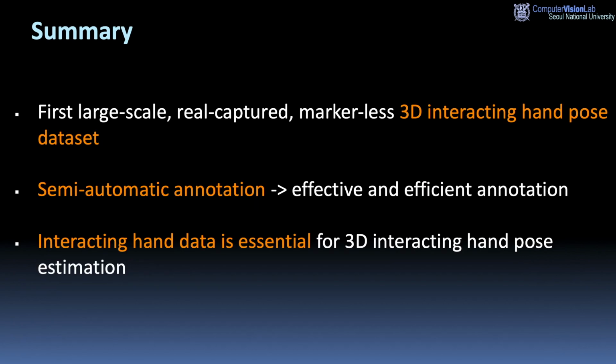This is a summary of InterHand2.6M. We propose the first large-scale, real-captured, markerless 3D interacting hand pose dataset. We use semi-automatic annotation, which is effective and efficient. Finally, we observe that interacting hand data is essential for 3D interacting hand pose estimation.